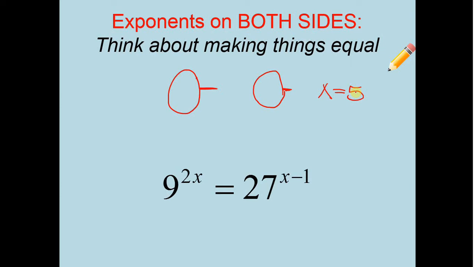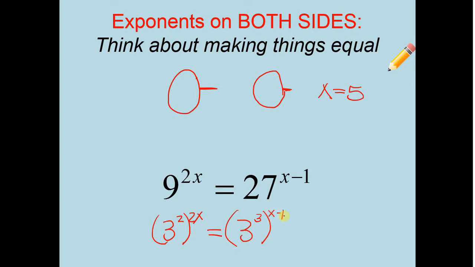9 to the 2x equals 27 to the x minus 1. I don't have the same base, right? But can't we rewrite so we can get the same base? That's the thing I would like to think to myself. So 9 is 3 to the 2nd, right? So I would write 9 as 3 to the 2nd and still times 2x, because that 2x needs to stay there. Now 27, that's 3 to the 3rd, right? So I can name 27 as 3 to the 3rd, x minus 1.